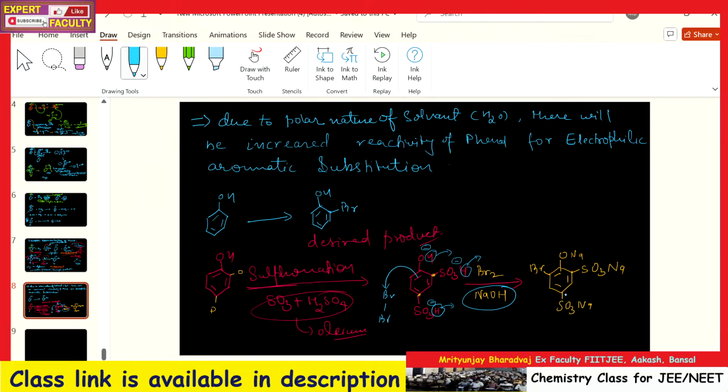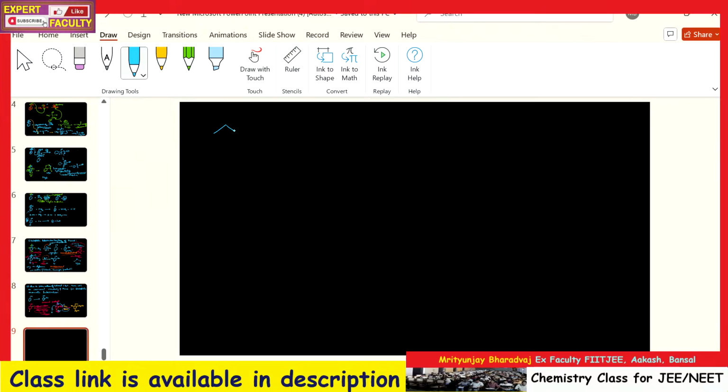Now, in sulfonation, the nature of the reaction is reversible. Whenever we do sulfonation, it is reversible in nature. So what will happen?